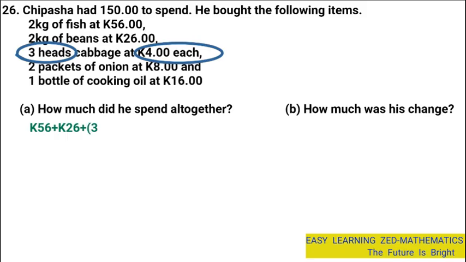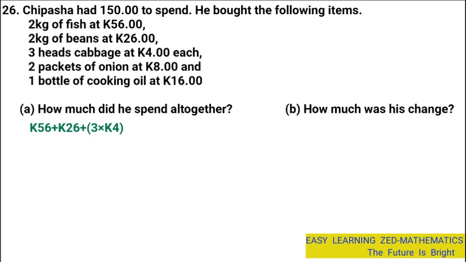Then plus, if you want, you can just multiply this in advance and write the product. But here I want to demonstrate so that you know what should be done. Then 2 packets of onion at 8 kwacha. Again, here you need to pay attention. 2 packets of onion at 8 kwacha. There is no word each, so there is no need for you to add 2 8s.